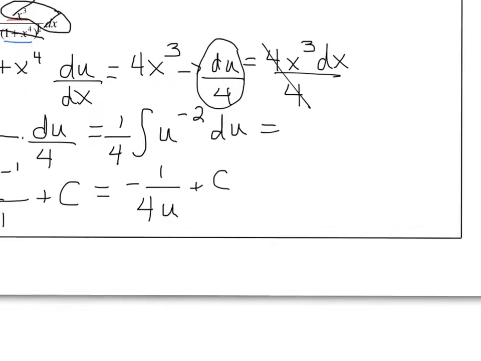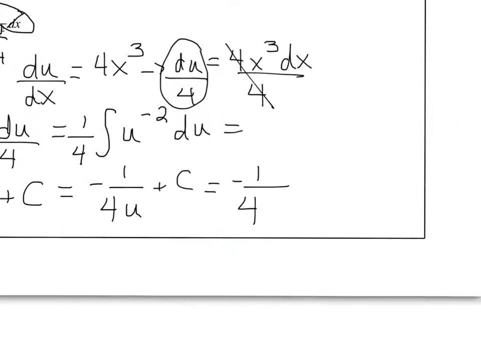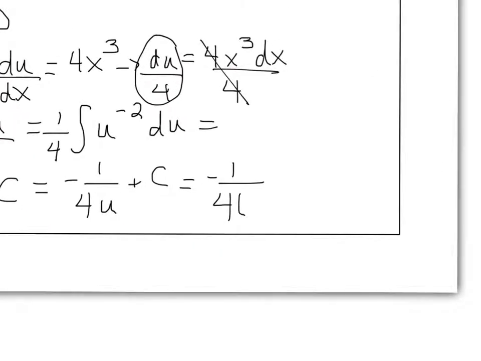And then we'll just make sure that we keep everything in terms of x. Good math manners. Now the question is, what the heck was u? 1 plus x to the 4th. Alrighty. 1 plus x to the 4th, plus c. Done. Beautiful.